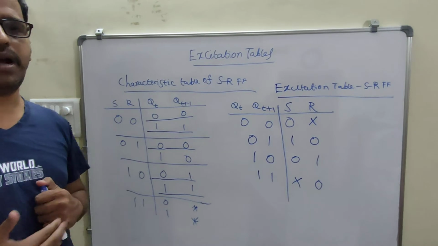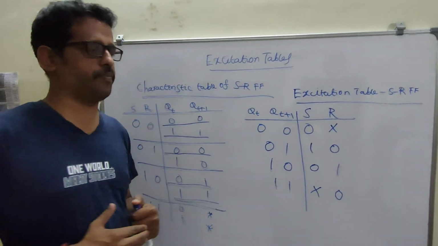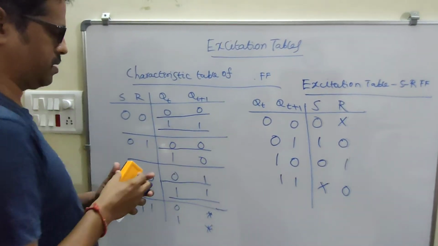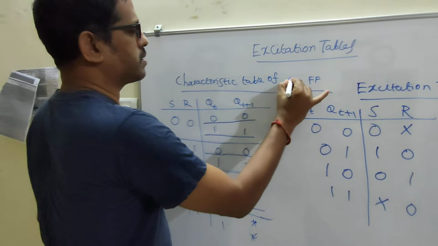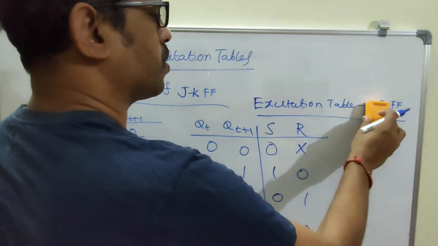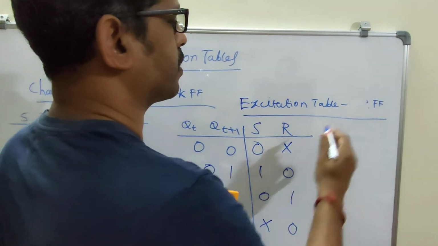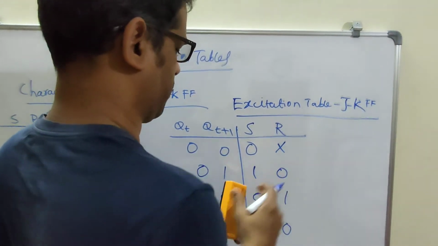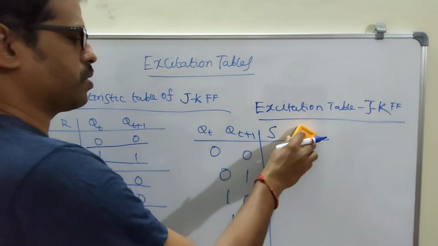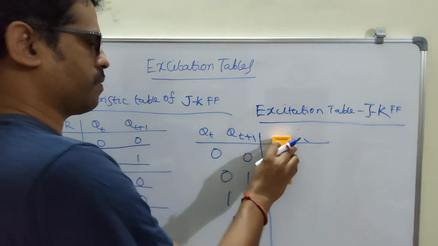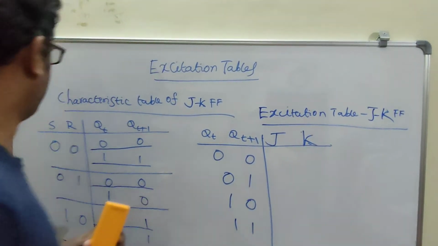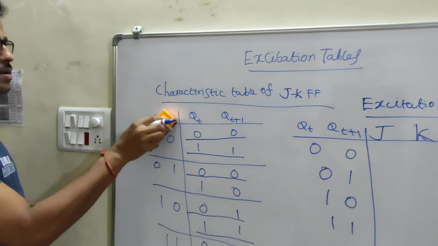Now we will move on to find the excitation table for the JK flip-flop. We are going to find it for the JK flip-flop. Here also we are going to have J and K.